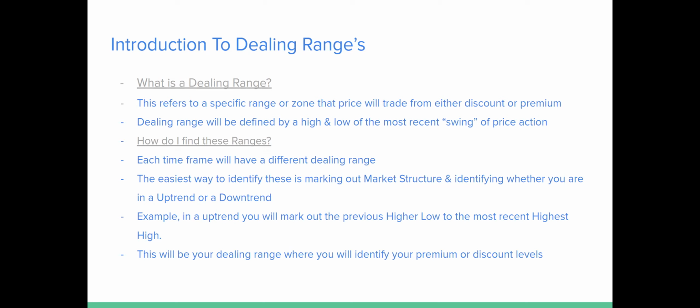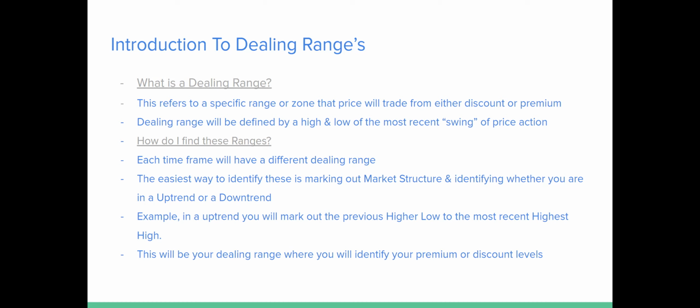What is a dealing range? This refers to a specific range or zone that price will trade from, either discount or premium. A dealing range will be defined by a high and a low of the most recent swing of price action. So throughout the last videos and previous videos, you've already seen what a dealing range looks like, and I'll refer back to it more in this video specifically. But basically, it's between your previous highs and lows.